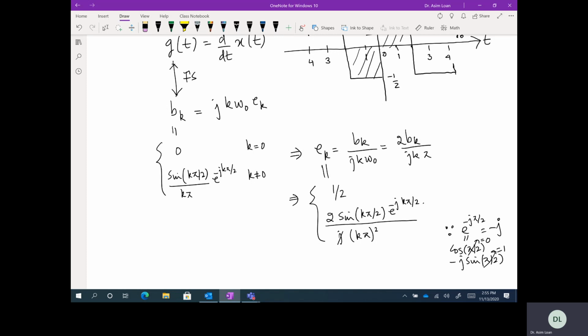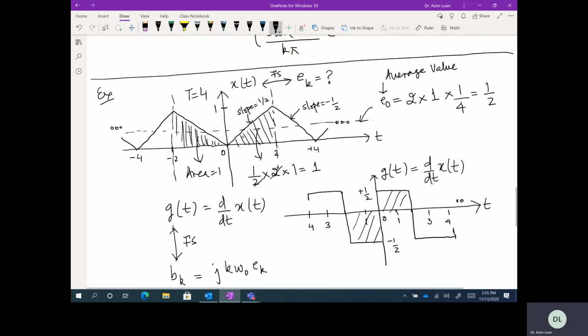Here, this is e to the minus j pi by 2. This is for k not equal to 0. This is for k equals 0. Now you can see your coefficients. So from here you can see that the a_k's decay as 1 over k squared.